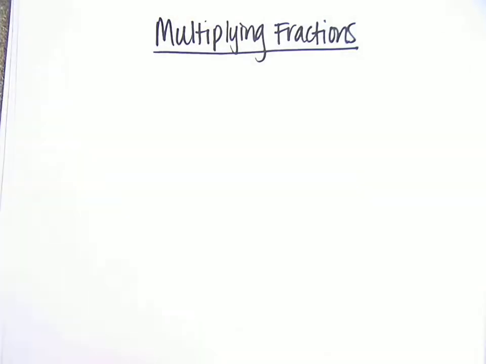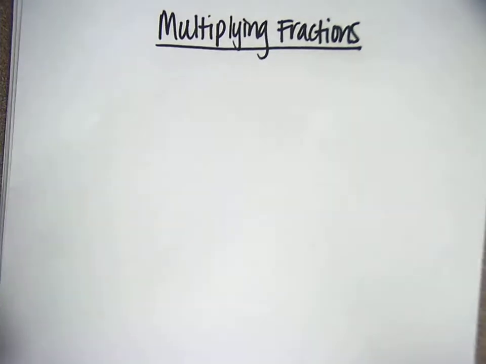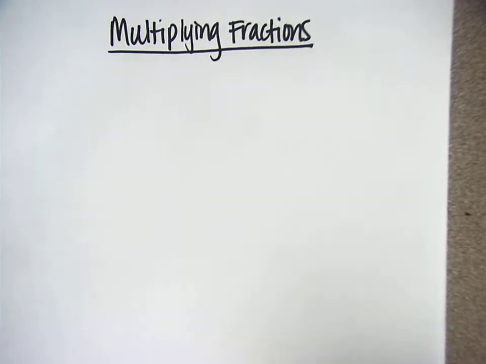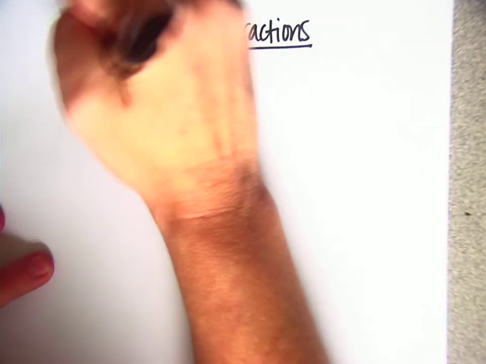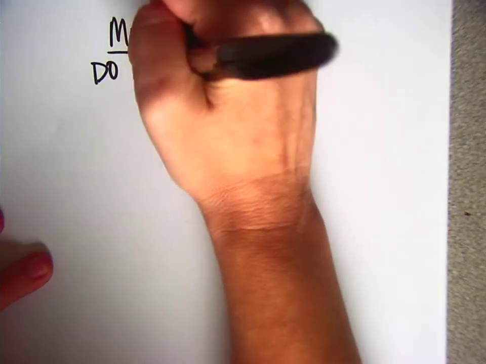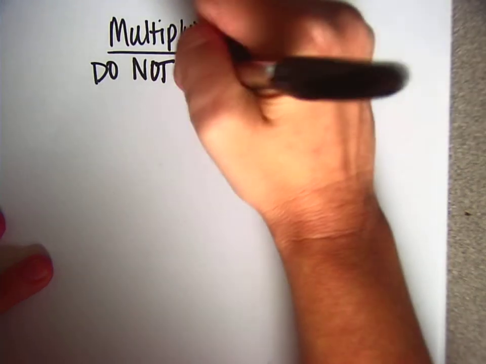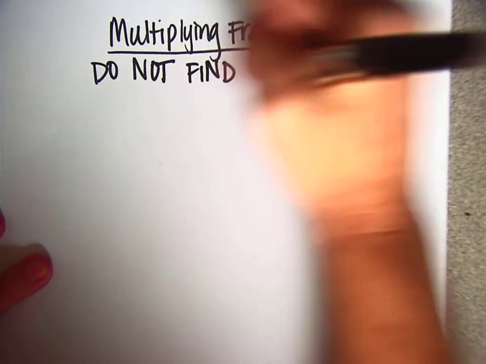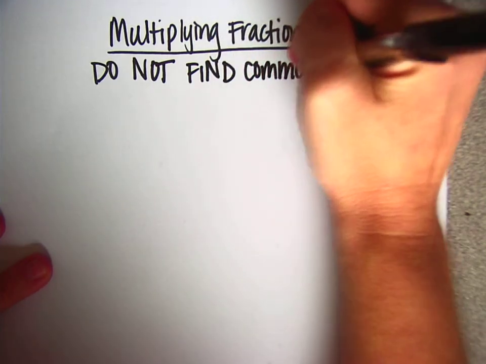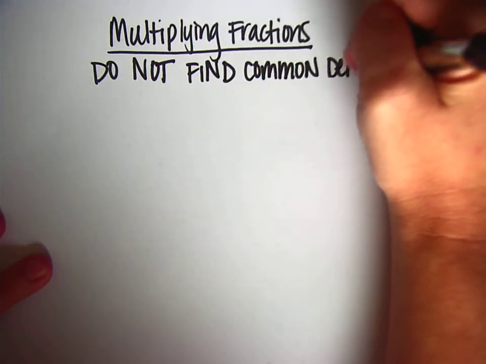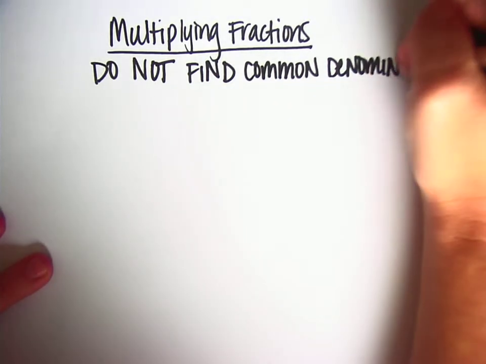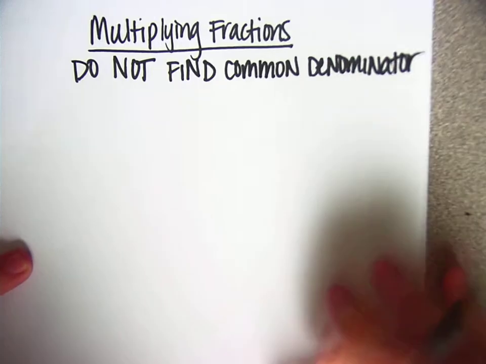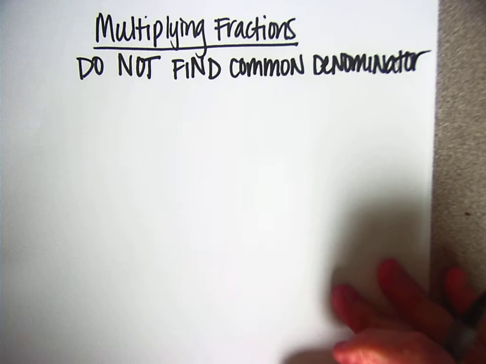Now let's look at multiplying some fractions. One of the things that I want you to remember about multiplying fractions is that you do not have to find a common denominator. So I want you to write that on your paper or write that on your notes. Do not find common denominator. Because I've noticed that a lot of you are still trying to do this, okay?